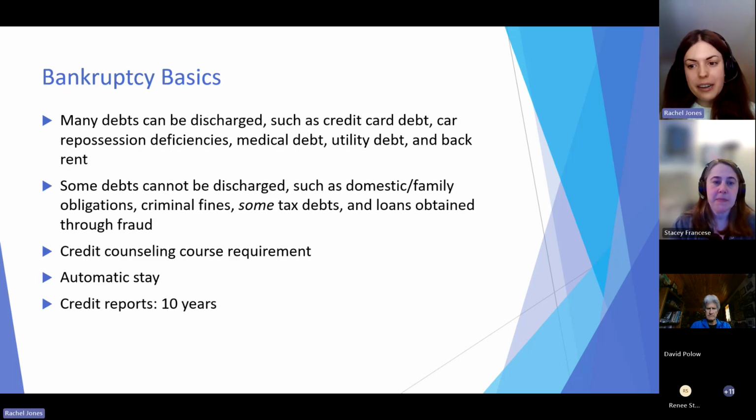And then again, very basic overview, but certain types of debts can be discharged in a bankruptcy. Some debts can't. Most of the debts that we see could be discharged, like credit card debt, car repossession deficiencies left over after repossession, utility debt, medical debt, back rent. These are all ones that can potentially go through a bankruptcy. There are a few exceptions. For example, domestic or family obligations like child support payments, alimony payments, some tax debts, loans obtained through fraud or embezzlement, criminal fines or penalties, charges from DUI convictions. So there are a number of debts that just can't be discharged in a bankruptcy.